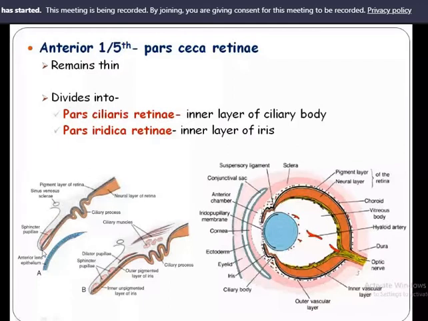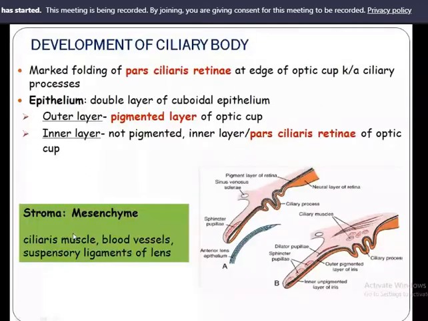Now, the overall development of the ciliary body. In the ciliary body we have the ciliary processes, then the ciliary muscles, then the mesenchyme or the stroma. So what is the development of those parts?